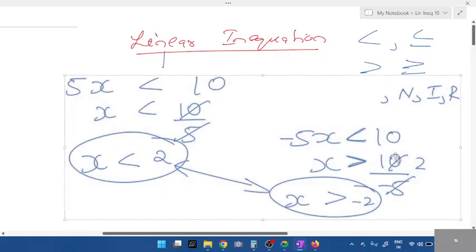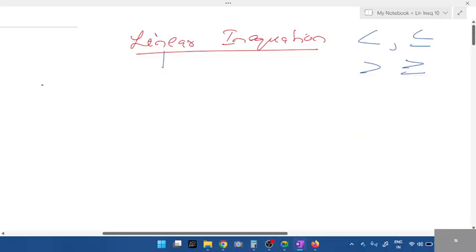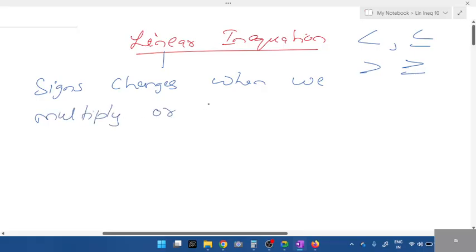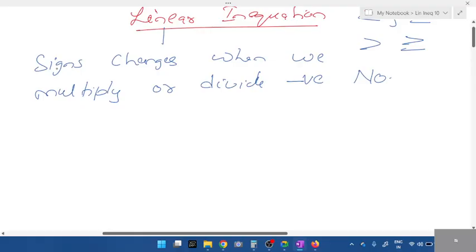So when does the sign change? You'll tell me now, when does the sign change? The sign changes when we multiply or divide. Only for multiplication and division, by a negative number, not even positive, students, negative number. I'll give you an example. First, the sign changes when we multiply or divide by a negative number.